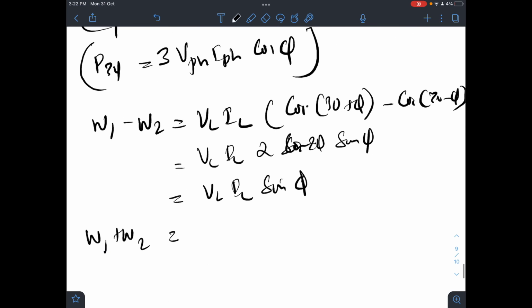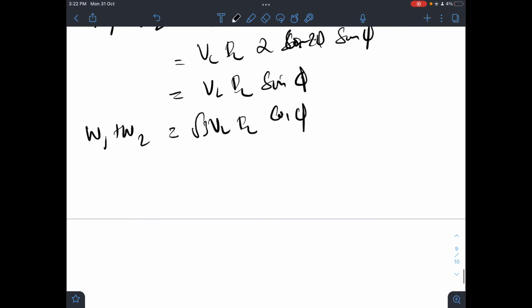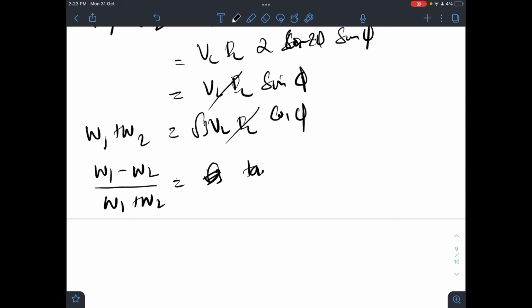The root 3 times VL IL of what? Cos phi. Now if I take W1 minus W2 divided by W1 plus W2, that is going to be equal to what? VLIL, and VLIL will get cancelled. So this one is going to be equal to, not root 3 times, this one is going to be equal to what? Tan phi divided by root 3, right?